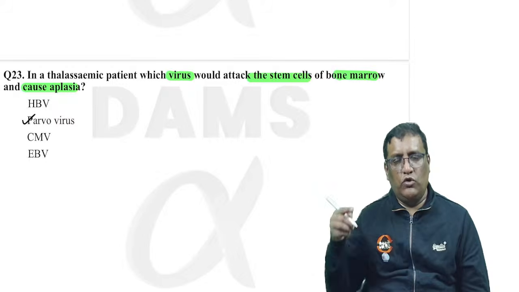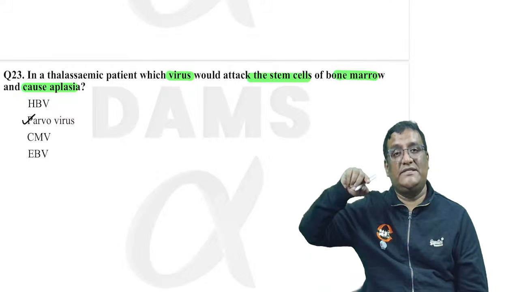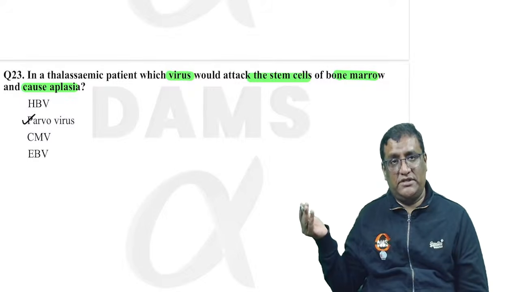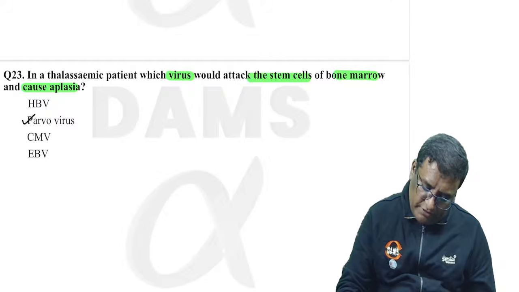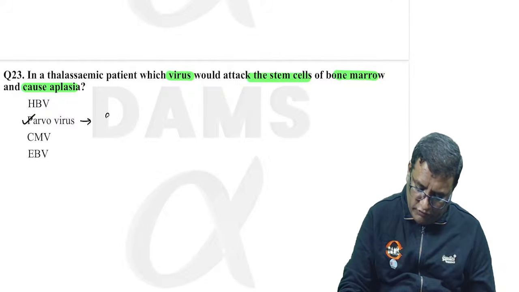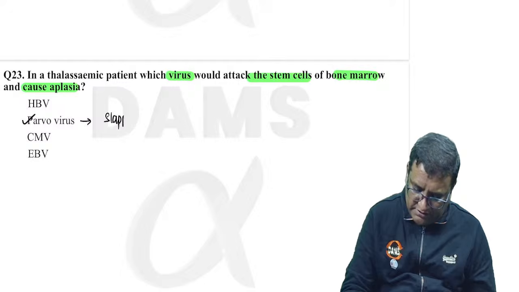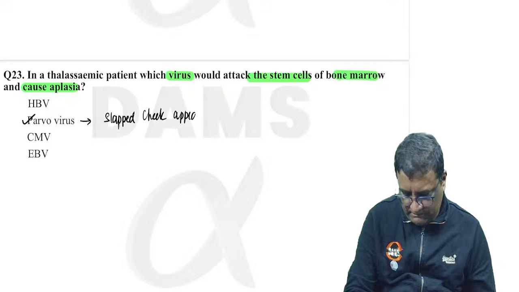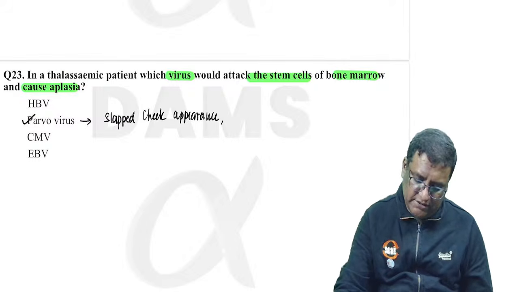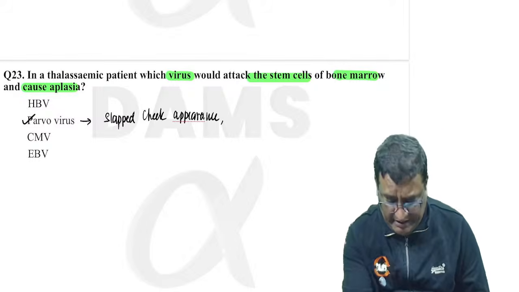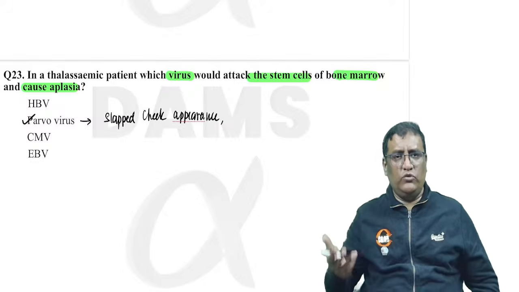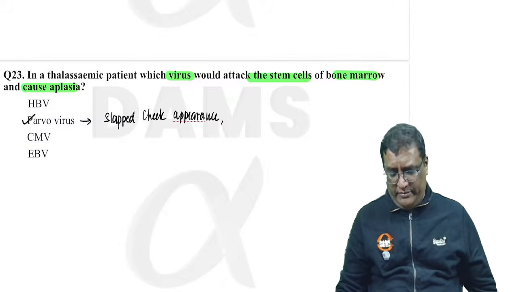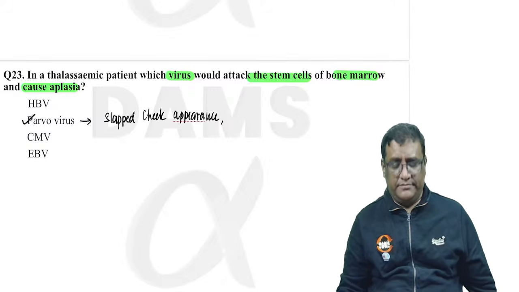Importantly, this will go and infect the stem cells of the RBC, the erythroid stem cells, and kill them, and that will lead to aplasia. So that is your parvovirus. Parvovirus leads to what clinically? Slapped cheek appearance. Clinically you see slapped cheek appearance with parvovirus, and usually it will cause a transient aplasia. So treatment would just be symptomatic treatment, no need for bone marrow transplantation, etc.